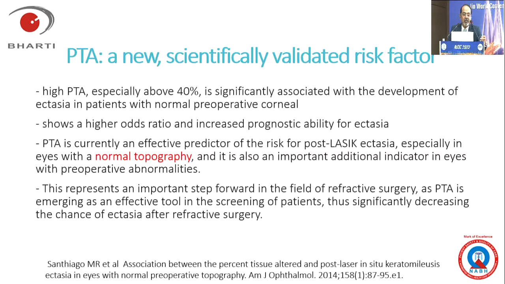So this is a significantly and scientifically validated risk factor, and even in a normal topography, if this PTA is more than 50%, sometimes we see ectasia. PTA above 40% is especially significantly associated with the development of ectasia, and we must take this into consideration while doing the correction, as I said about the pupil size and the area of correction, everything.